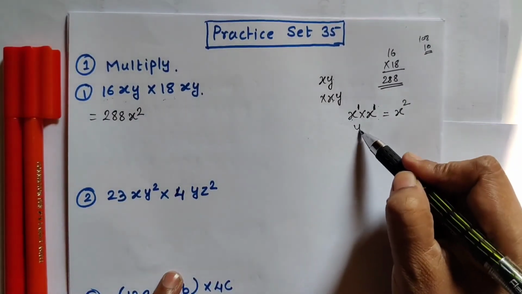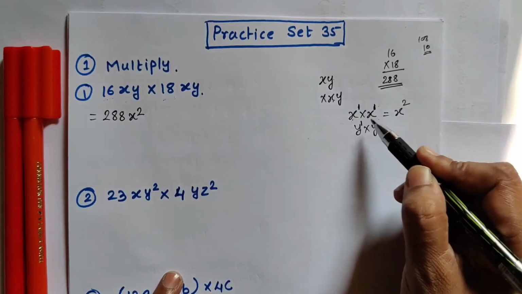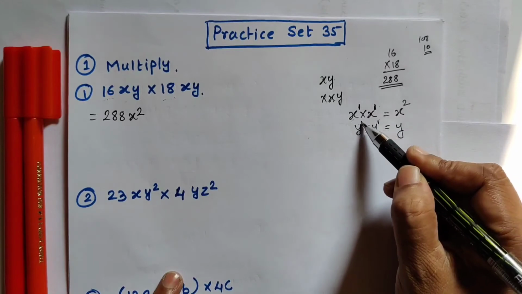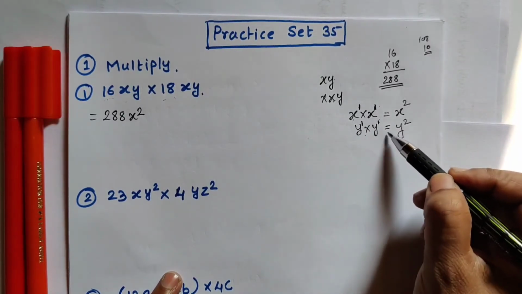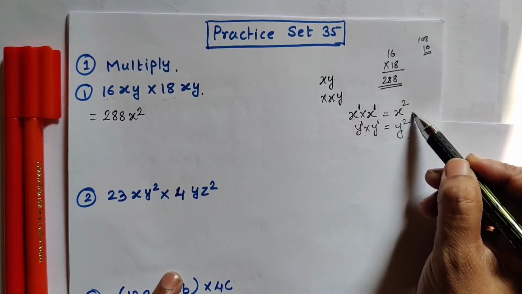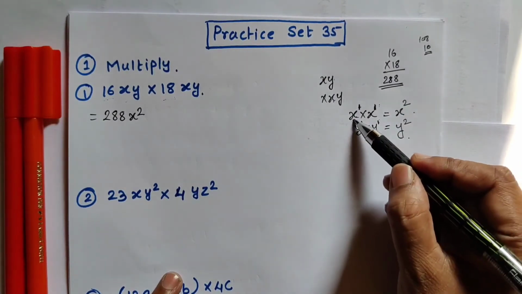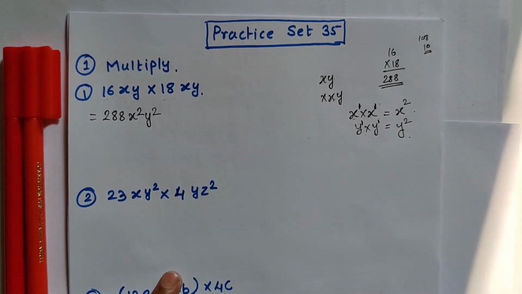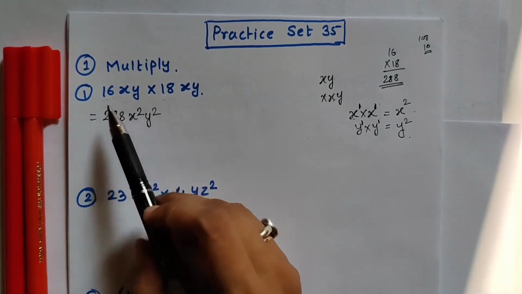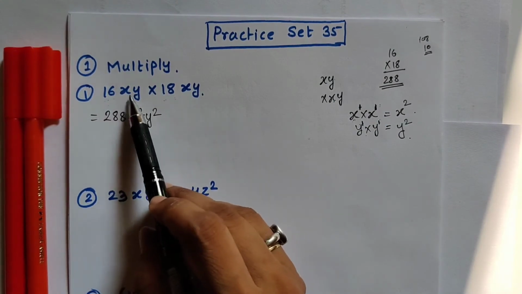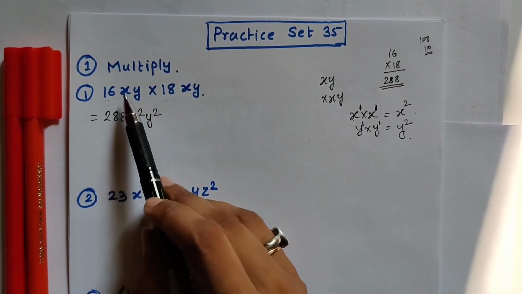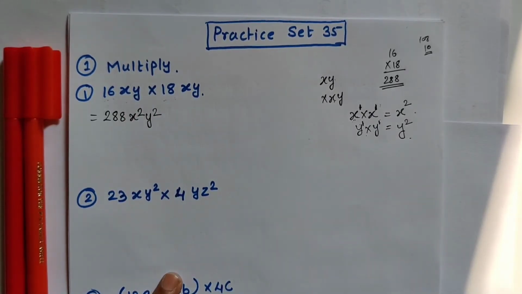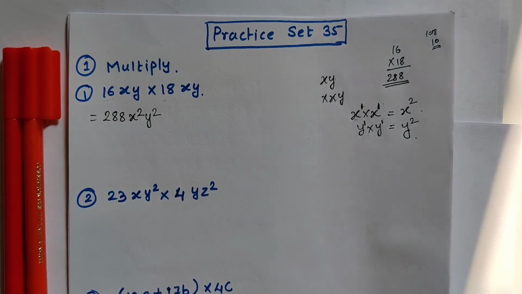Similarly, y into y, what is y into y? Here also index is 1, here also index is 1. We write y one time and we add the indices. 1 plus 1 is 2. So y into y is y square, x into x is x square. So x square, y square. It is that much simple. Only you have to multiply the coefficients, and then while multiplication of variables, we have to write the variable one time and we have to add the indices. We have to apply the laws of indices which we have seen.